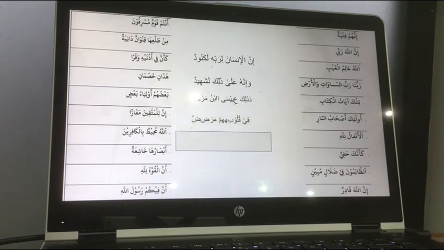Okay, fi qulubihim maradun. What's maradun? Maradun means disease. Fi qulubihim, what does it mean? Qulubihim. Qulub means heart. Qulubihim means? Whose heart? Their heart. So fi qulubihim means in their heart. Good. Then maradun means disease. In their hearts is disease. Yes, in their heart is a disease. A disease. Why a? Because maradun is common.